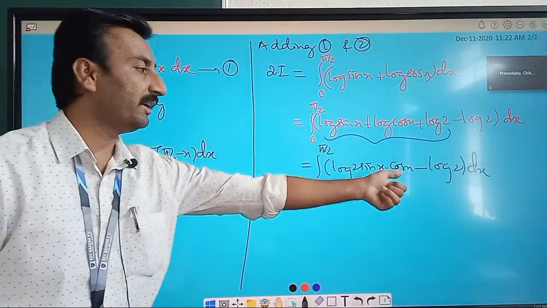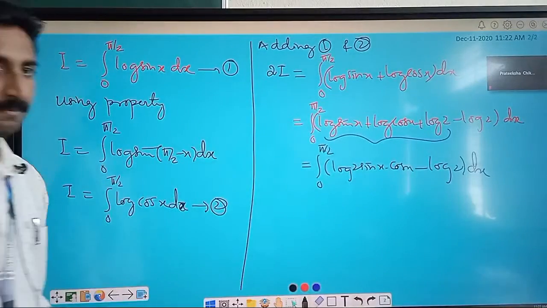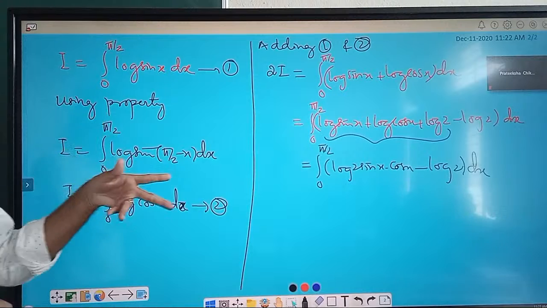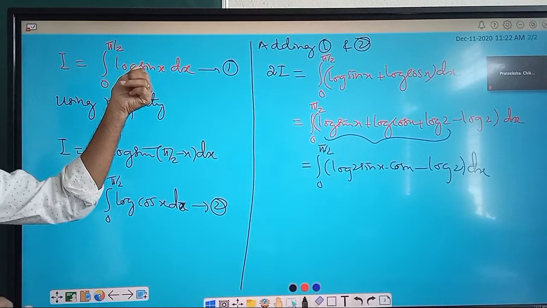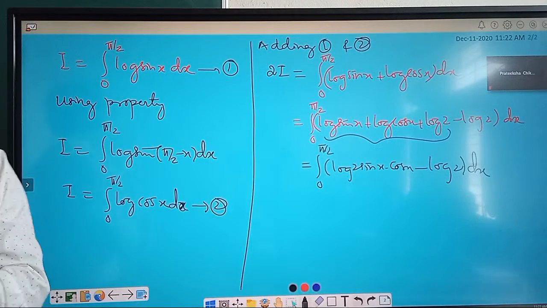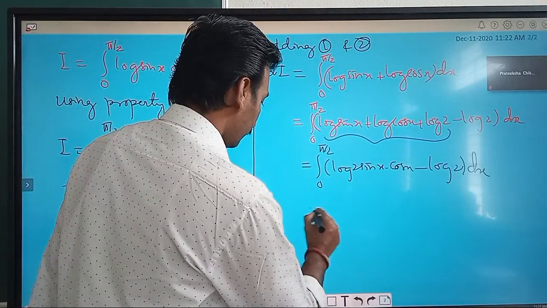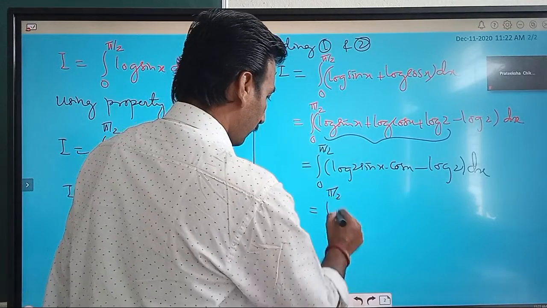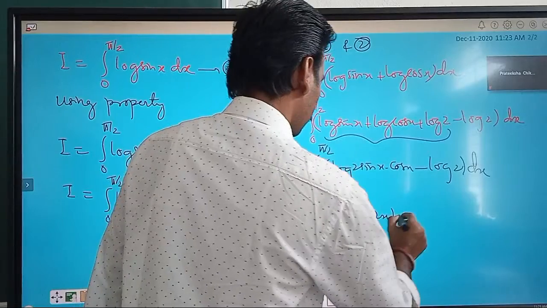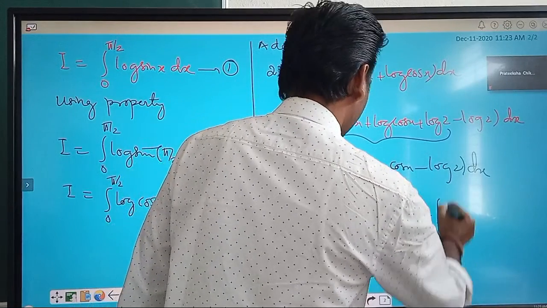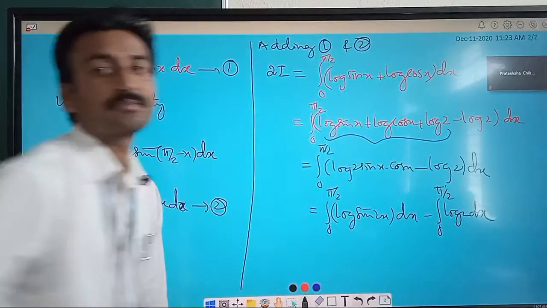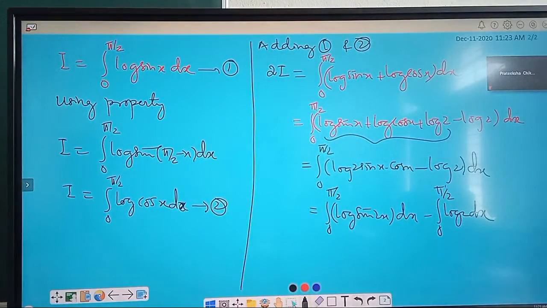2 sin a into cos a, the sin 2a formula. My intention is how I can reduce this once again back. If I get 0 to pi by 2 log sin x, I can take it as I. So this is my intention here. This is 0 to pi by 2 log of sin 2x dx minus, I will separate this also, log 2 dx. Correct? Yes. Now look at this.